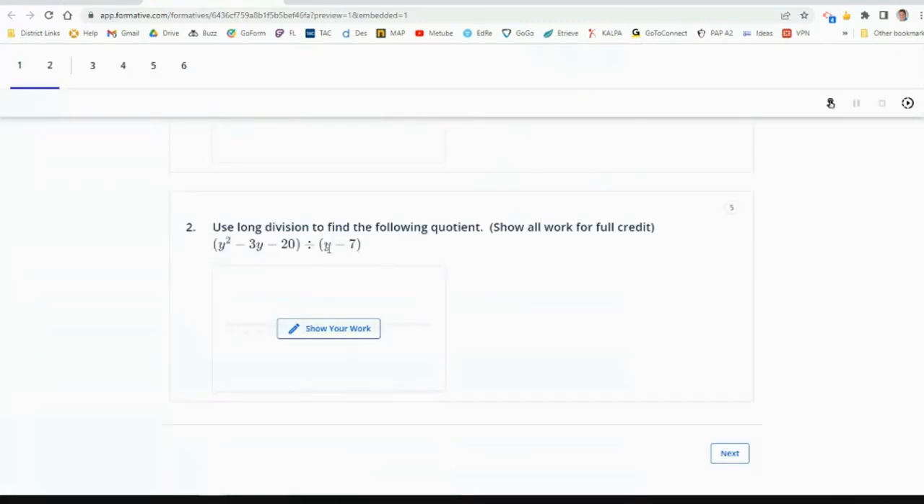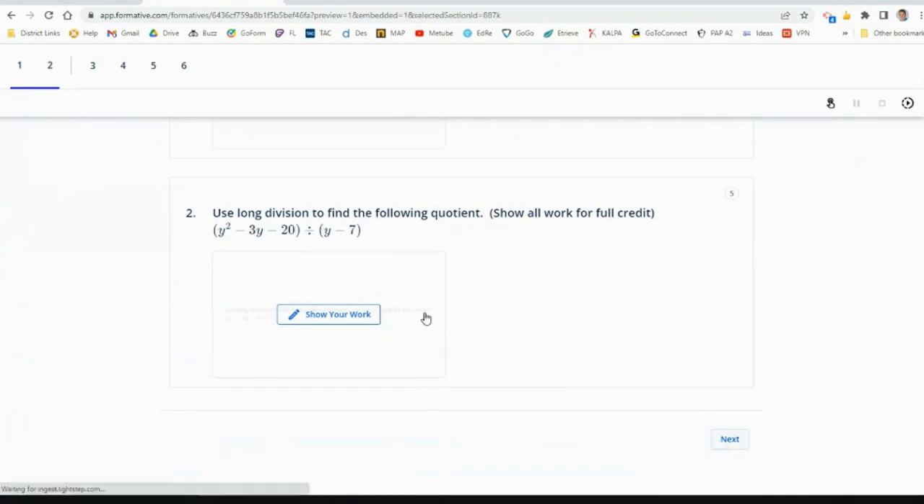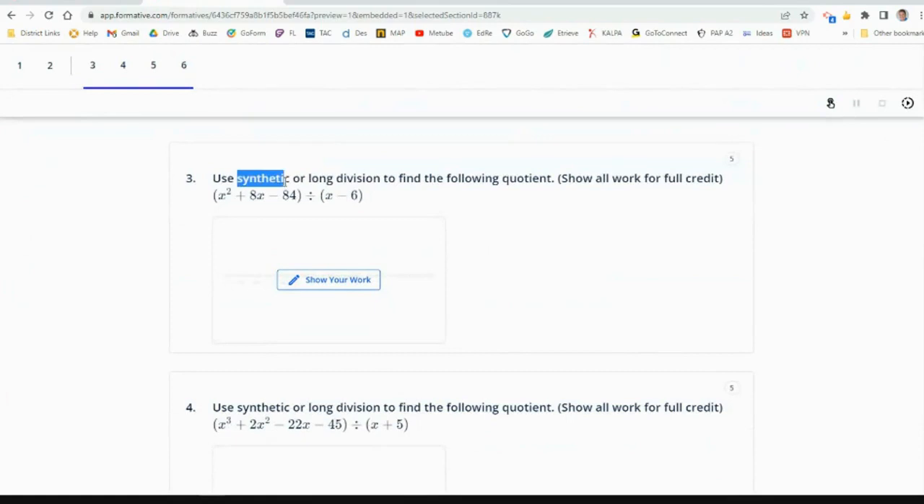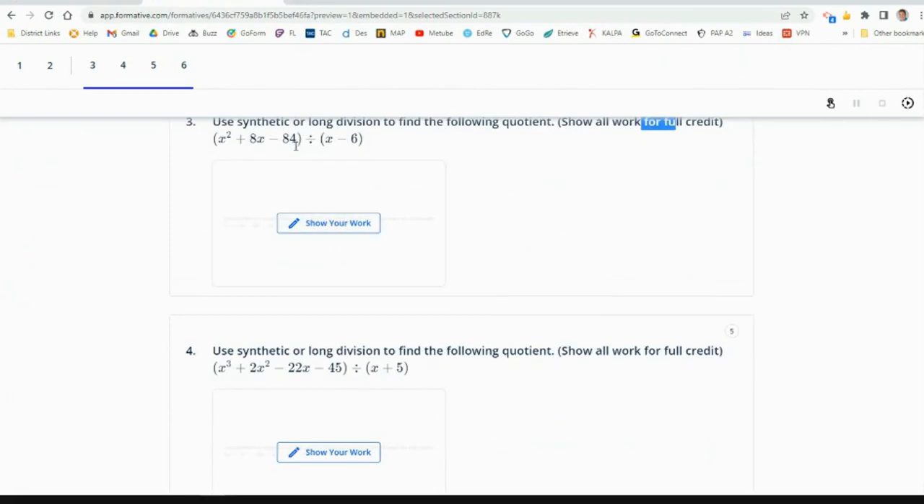Second one, also y minus 7. That's the two long divisions. Then you have 4 that you can choose. You can use synthetic division because I give you that option now. Or if you want to stick with long division, I understand long division, I can do that. Whichever you want to do. Again, if you want full credit, and these are all worth 5 points, if you just give me the answer, you're not going to get 5 points. You got to show me how you got the answer.